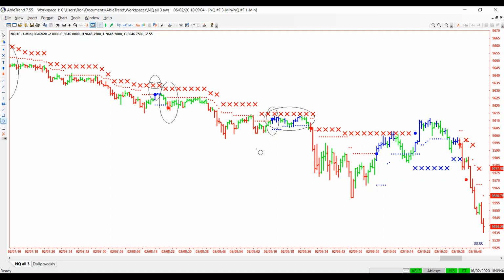That's what it means when you have red and blue together. And looking at it 20 minutes later, wow, that's exactly what happened. It went sideways. But once it broke out, right at the open, we had a short signal. And that's what you call a triple confirmation sell. Down it went very nicely.